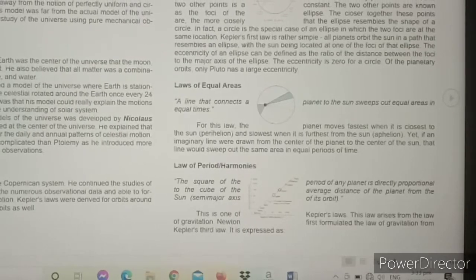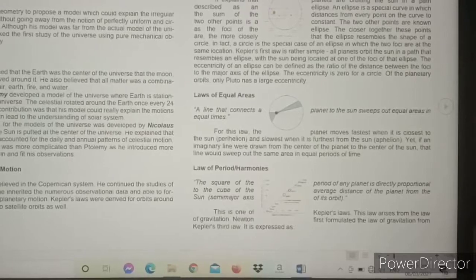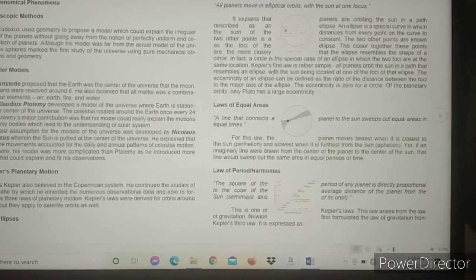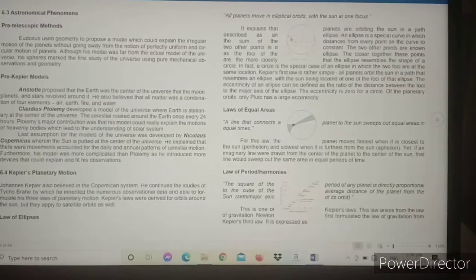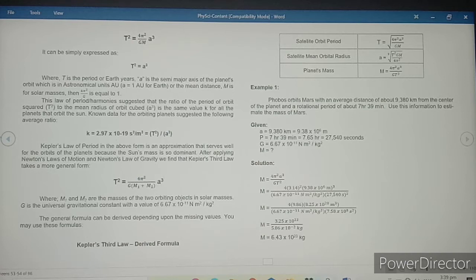So this is Kepler's law, or third law of Kepler's planetary motion. This law arises from the law of gravitation proposed by Newton. So itong dalawa is kumbaga may connection. Okay? So Kepler's third law of planetary motion is expressed in this formula.